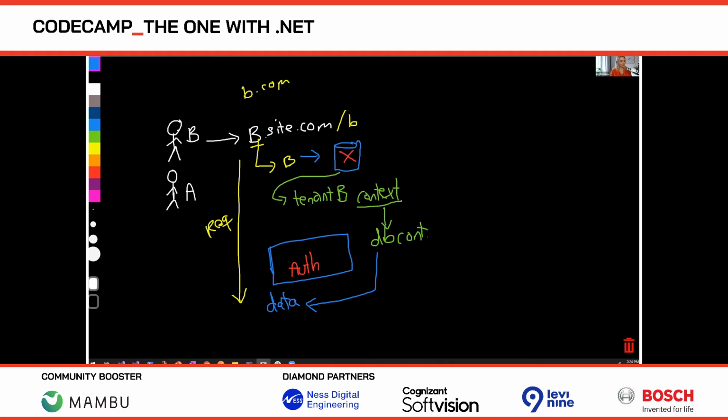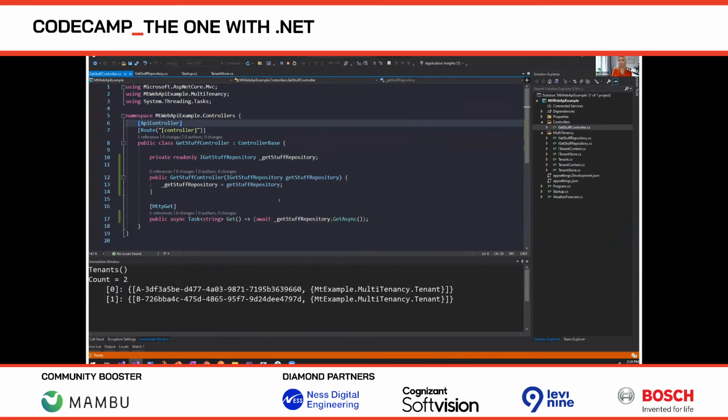However, I did want to show just a little example in code. I have implemented the most naive example I could think of. This is not something you want to copy and paste. Let me repeat that: this is not something you want to copy and paste. We have our get stuff controller, and it has this horrible and direct reliance on the get stuff repository, but that's okay. It's an example, so we can live with that.